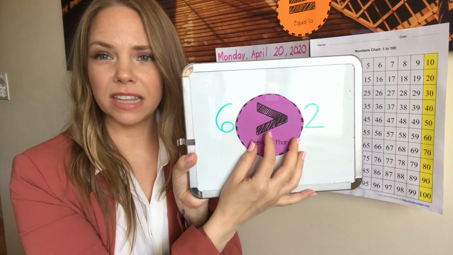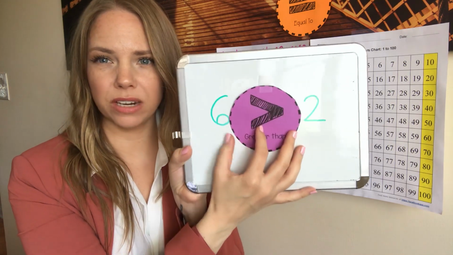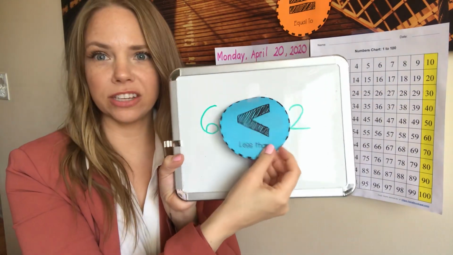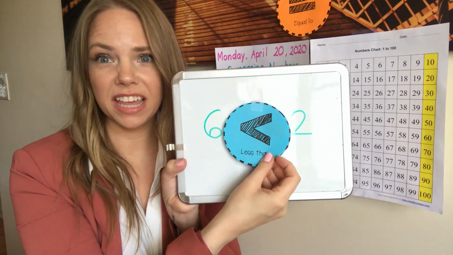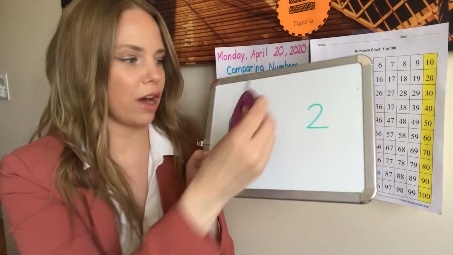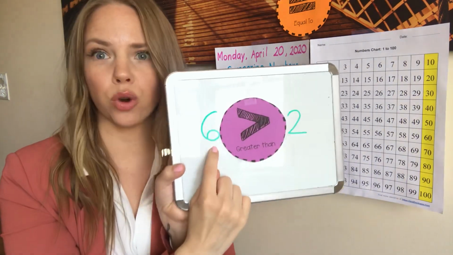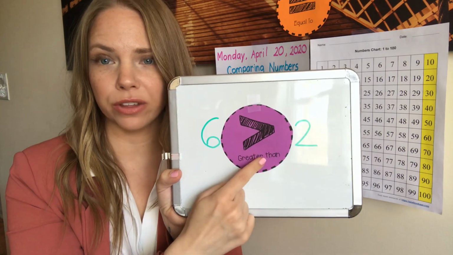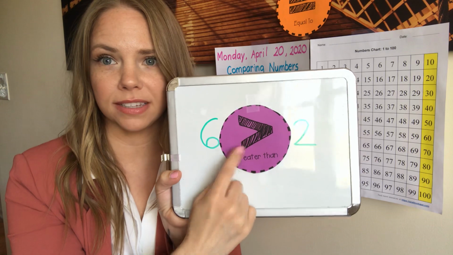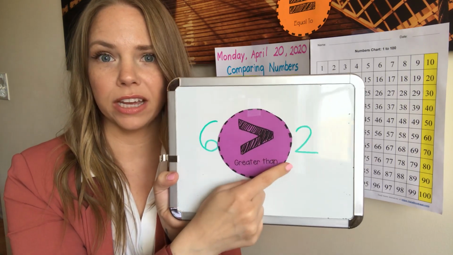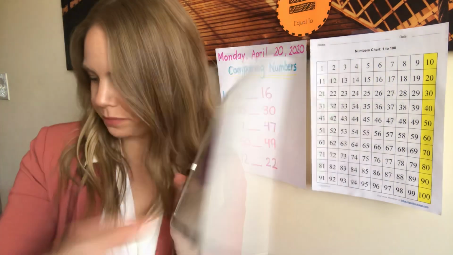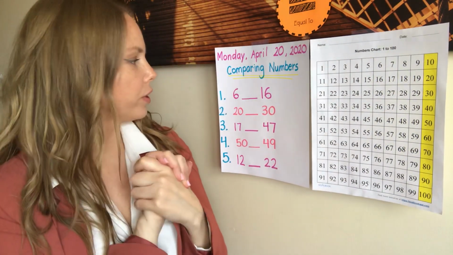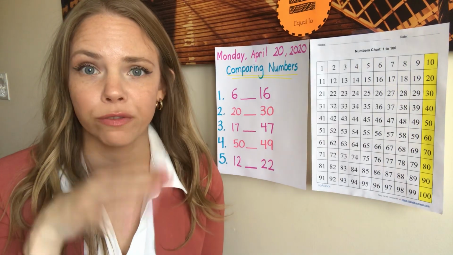And you can pretend that this is that dinosaur's mouth. Is he going to want to eat the 6? Or is he going to want to eat the 2? Well, he'll definitely want to eat the 6. So we want to make sure his mouth is pointing towards the greater number. 6 is greater than, that's what this symbol means, 6 is greater than 2. Okay? All right, so now that we've talked about that a little bit, let's move on to our problems that we need to solve for today.